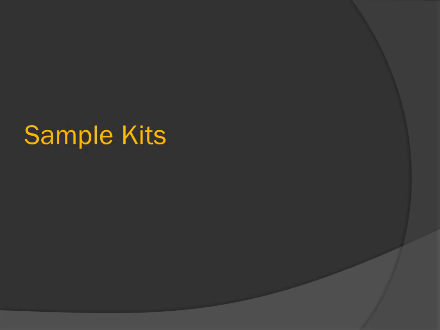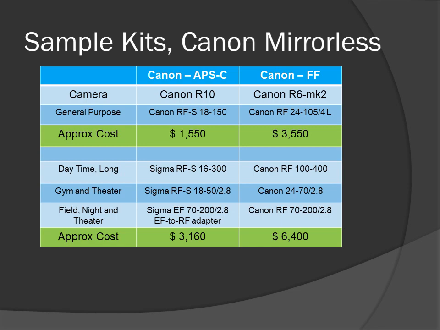Sample kits. Here are 2 sample kits for Canon mirrorless, APS-C and full frame. The top cost line is just for the camera and a general purpose lens. The bottom cost line is just for the total of the 3 specialized lenses. It does not include the camera. These are separate because you would be getting multiple cameras, but probably only 1 or 2 sets of your specialized lenses. So that's why they're separated in prices.